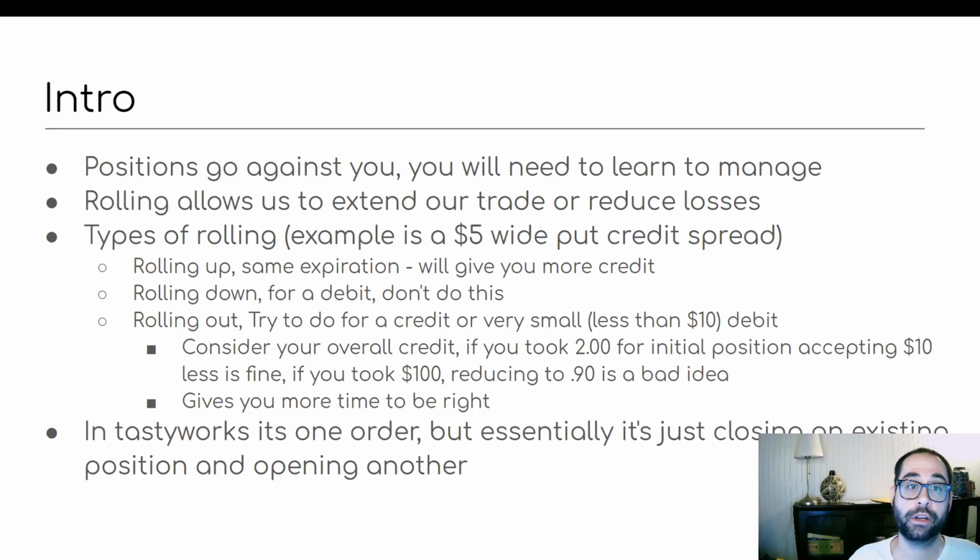With something like Robinhood, you can either do it as two separate orders where you just close the old position and open up the new position. That's a little bit more unpredictable because the price could move in the time between when you close the first one and open the next one. But that's essentially all you're doing. It is still possible to do it all in one order, I believe, in Robinhood. But my point here is that different brokers make it easier to roll than others.